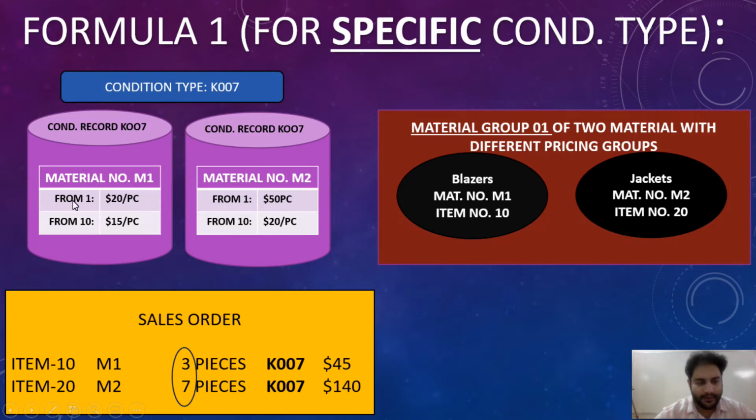For material M1 it says, if you buy from 1 to 9 pieces, then the charge would be $20 per piece, and if you buy 10 and above pieces, the charge would be $15 per piece. For material M2, the condition record says if you buy from 1 to 9 pieces, the charge would be $50 per piece, and if you buy 10 and above pieces, the charge would be $20 per piece.